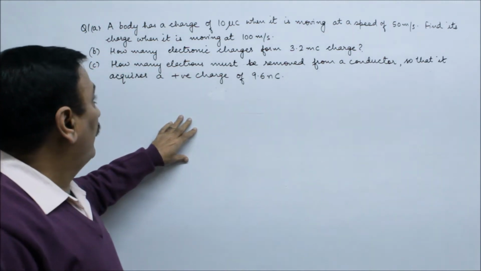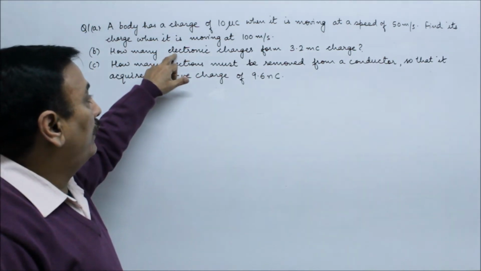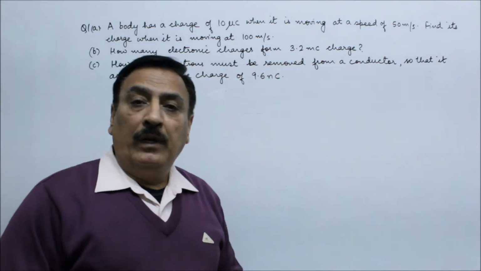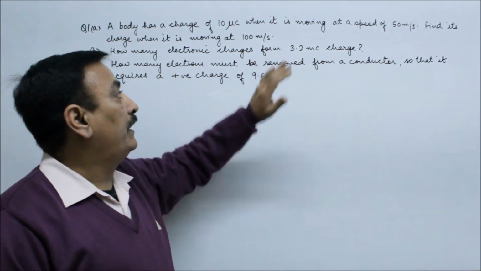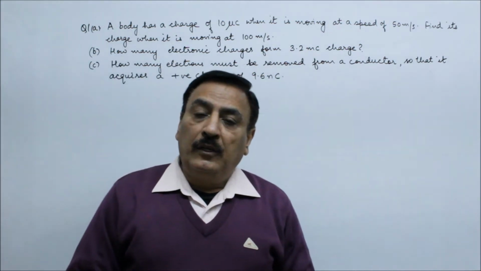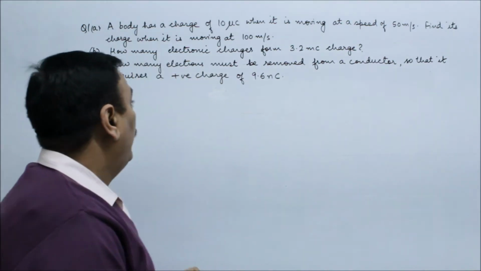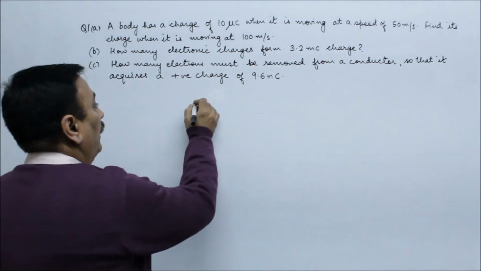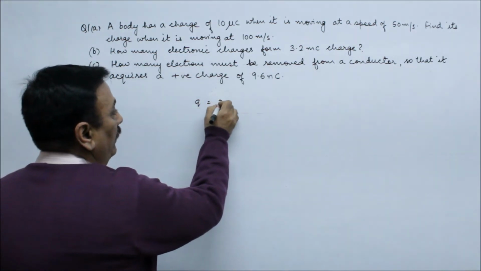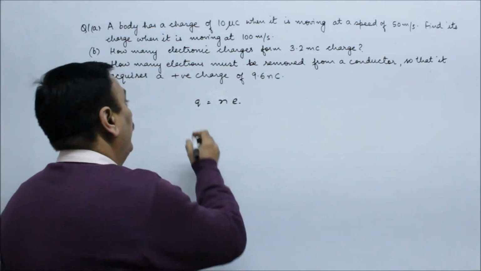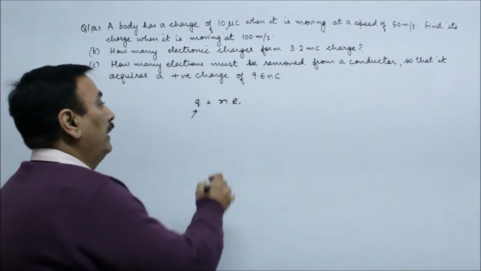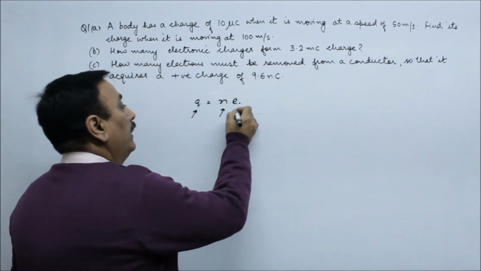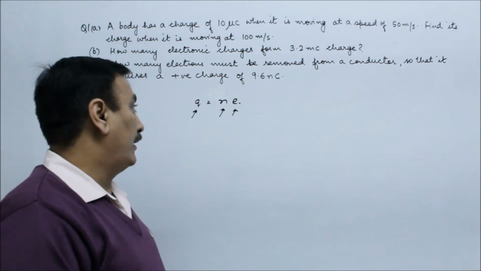Now coming to the B part of the question, how many electronic charges form 3.2 millicoulomb charge? Now this question is based on quantization of charge. Now what is the meaning of quantization of charge? It can be mathematically expressed as Q is equal to N into E, where Q is the magnitude of the charge, N is the number of the electrons either gained or lost, and E is the magnitude of the charge on the electron.